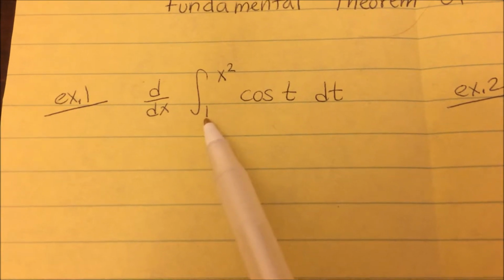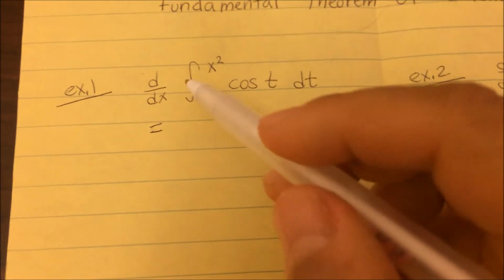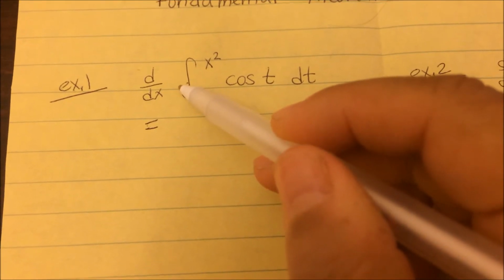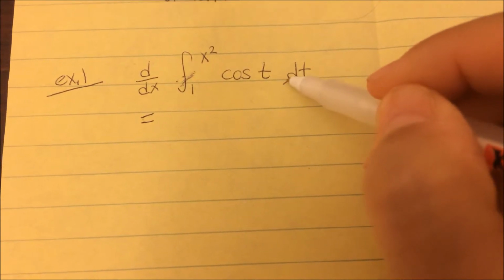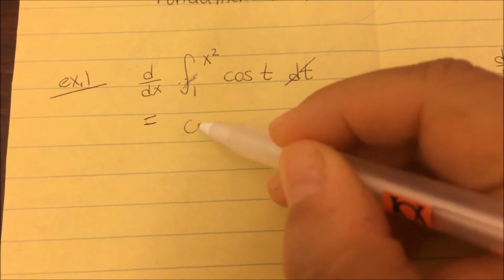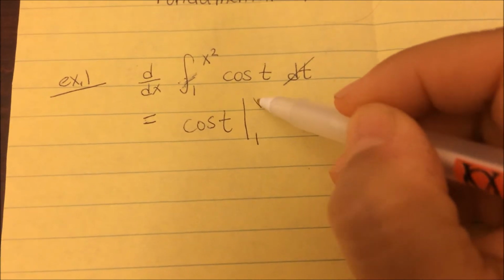So let's go ahead and try this. So if I take the derivative of this right here, the integration, what happens is the integration cancels out, and when the integration cancels out, then also this dt part of it cancels out. So then you're just left with this cosine t. And then I have my limits from 1 to x squared.